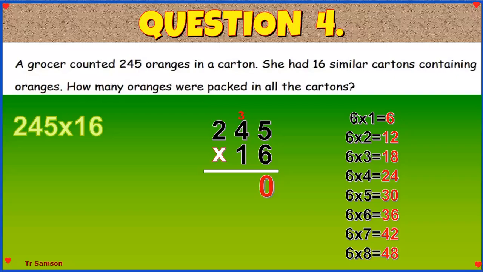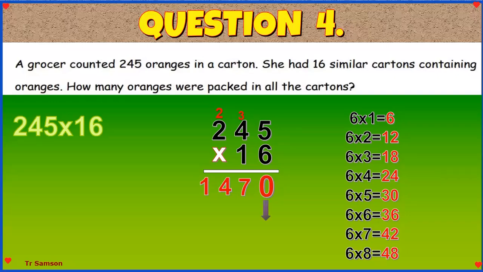So 6 times 4 is 24, plus 3 is 27. We write 7, we carry 2. 6 times 2 is 12, plus 2 is 14. You write it there because that is the last digit in the factor.